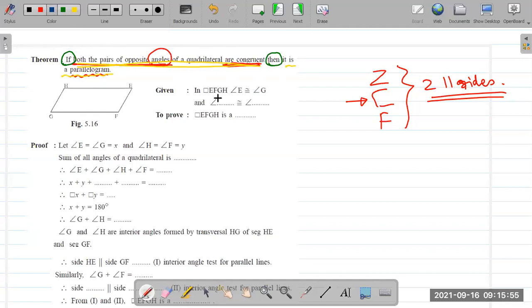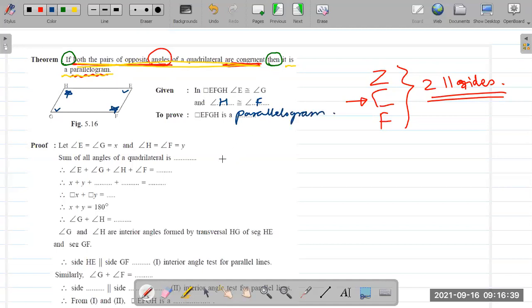So let us write out what is given. In the quadrilateral, opposite angles are congruent. So for E, the opposite angle is G. We are given that angle E is congruent to angle G. And what is the other angle pair? That is H and F. So angle H is congruent to angle F. All right, and what are we asked to prove? We are asked to prove that this quadrilateral EFGH is a parallelogram. We have to prove this. So instead of this symbol, I'll write out the complete thing.